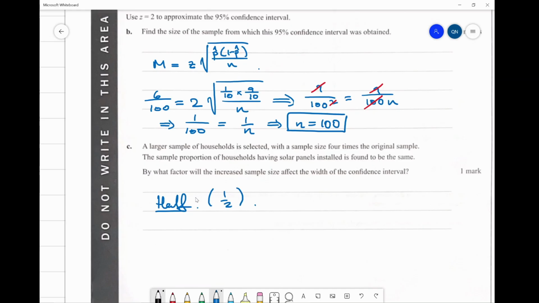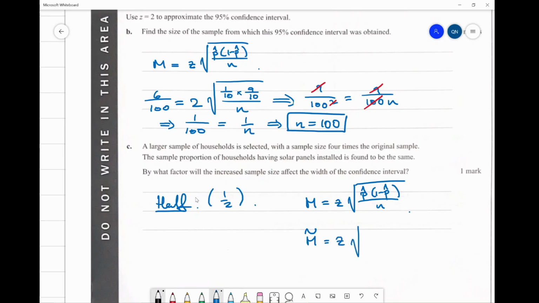Well, what's the original margin of error, M? It's equal to z times the square root of p hat (1 minus p hat) divided by n, right? And now our new margin of error, let's just call it m twiddle, is equal to, everything stays the same, so the z-score stays the same because it's still a 95% confidence interval.